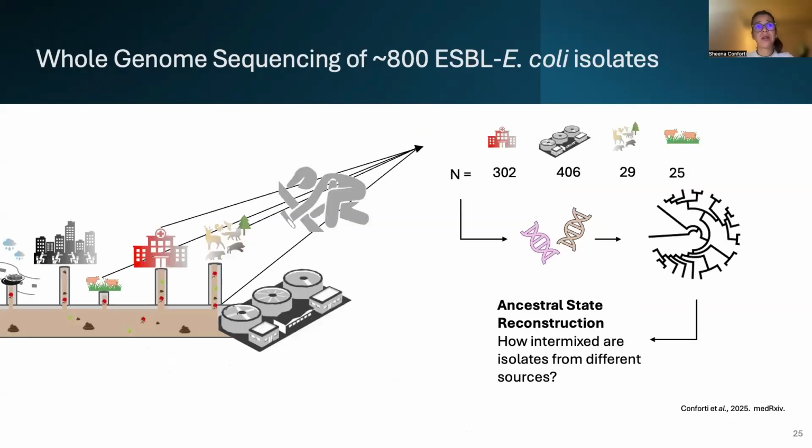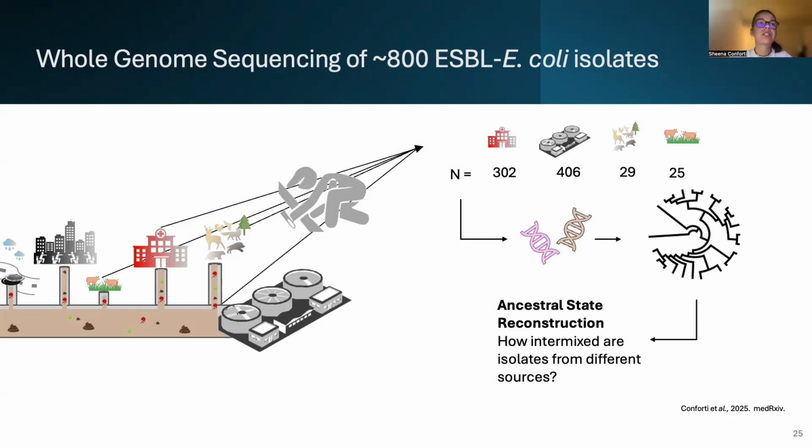And so, very briefly on the methodology, what we did was to whole genome sequence 800 ESBL E. coli. We collected them from wastewater, as I showed you before, but we also collected them from different sources, namely from the clinical settings, from wildlife, from the environment, livestock, agriculture. We sequenced their DNA. We built phylogenies, which aimed at understanding how related these bacteria were.